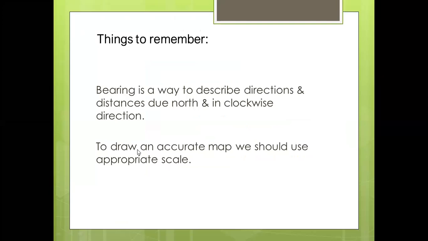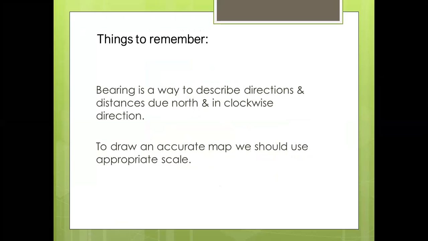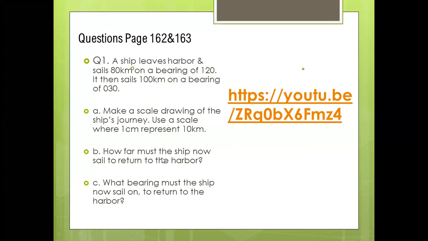Okay, things to remember about bearing. We're still talking about bearing. So some of the things that we need to remember, and bearing is a way of describing directions and distances. It's always due north and it's always in clockwise direction. The bearing should be written in 3 figures. To draw an accurate map, we should use appropriate scale. So also this is something very important. Drawing and using scales is very important.